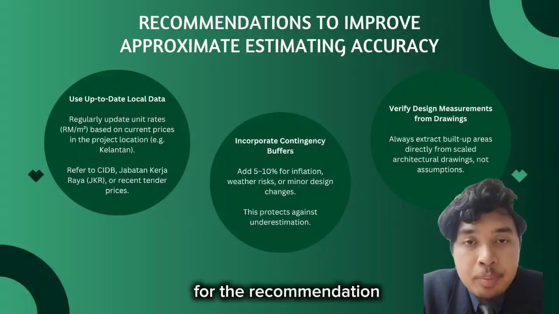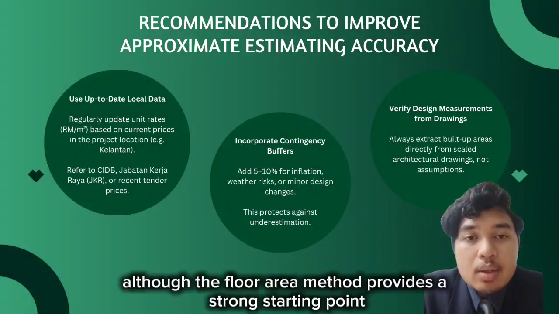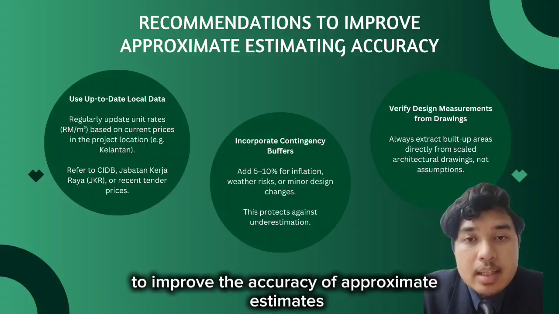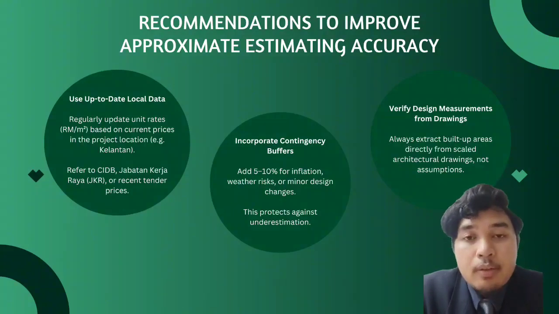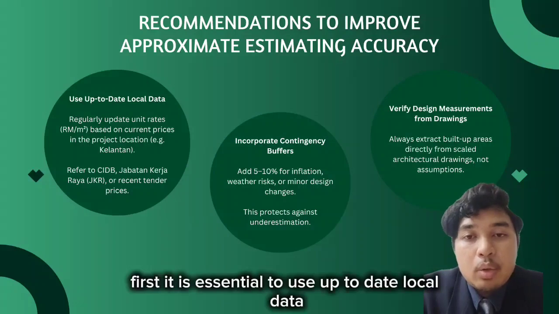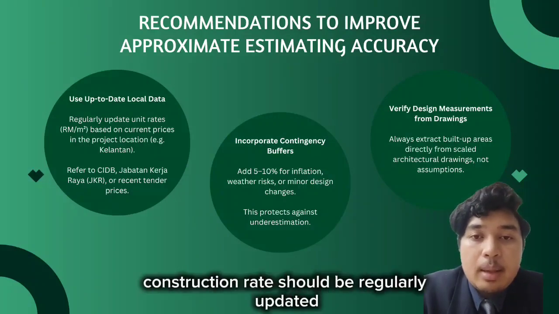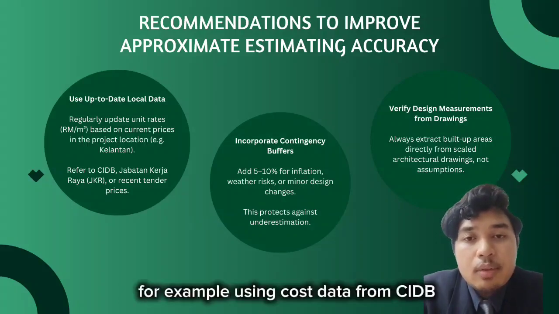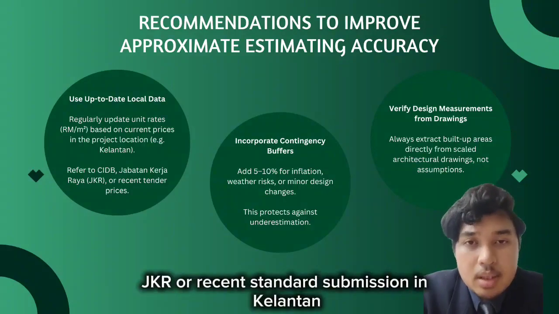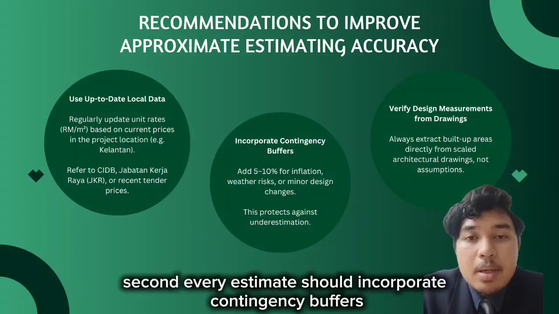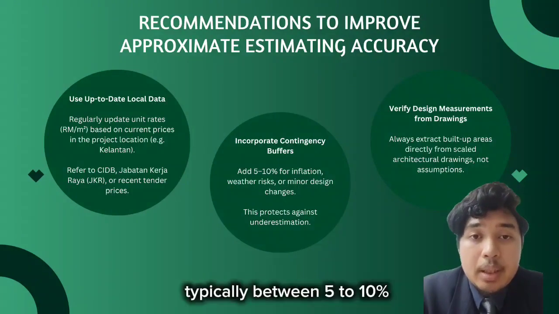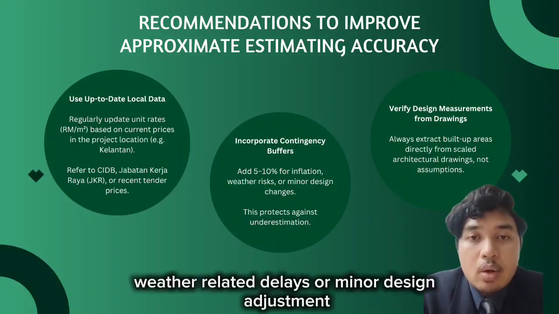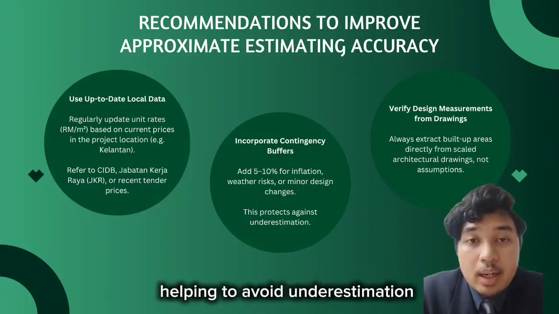For the recommendation, although the floor area method provides a strong starting point, several actions can be taken to improve the accuracy of approximate estimates throughout the project lifecycle. First, it is essential to use up-to-date local data. Construction rates should be regularly updated based on current prices in the project location, for example, using cost data from CIDB, JKR, or recent standard submissions in Kelantan. Second, every estimate should incorporate contingency buffers, typically between 5 to 10%. This allows room for inflation, weather-related delays, or minor design adjustments, helping to avoid underestimation.